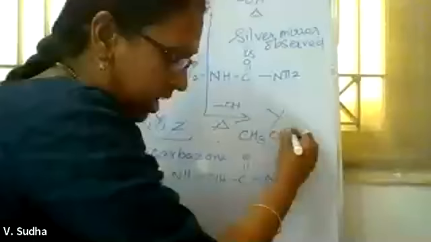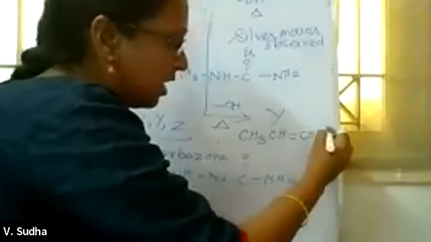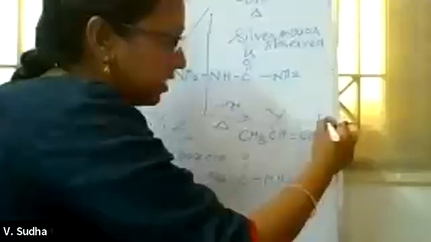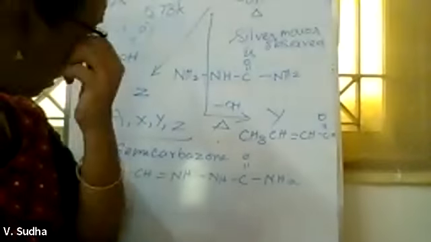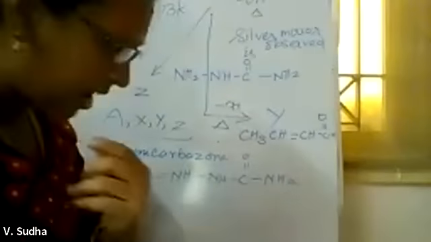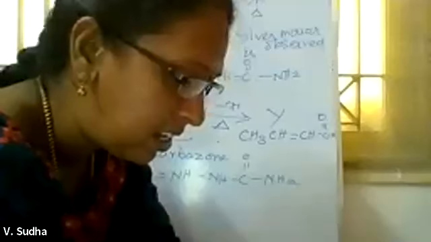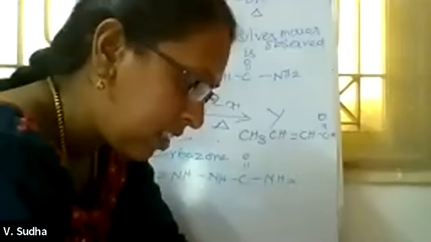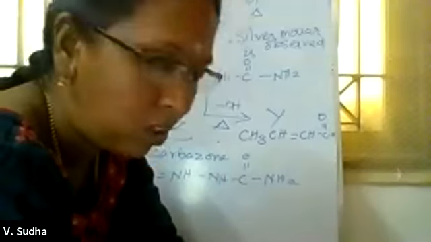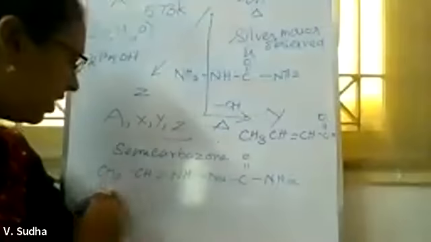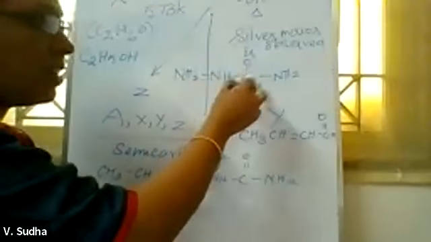CH3-CH=CH-C=O. Okay. So the answer is, your A is acetaldehyde, CH3CHO. Your Z is semicarbazone, CH3CH=N-NH-C(=O)-NH2.